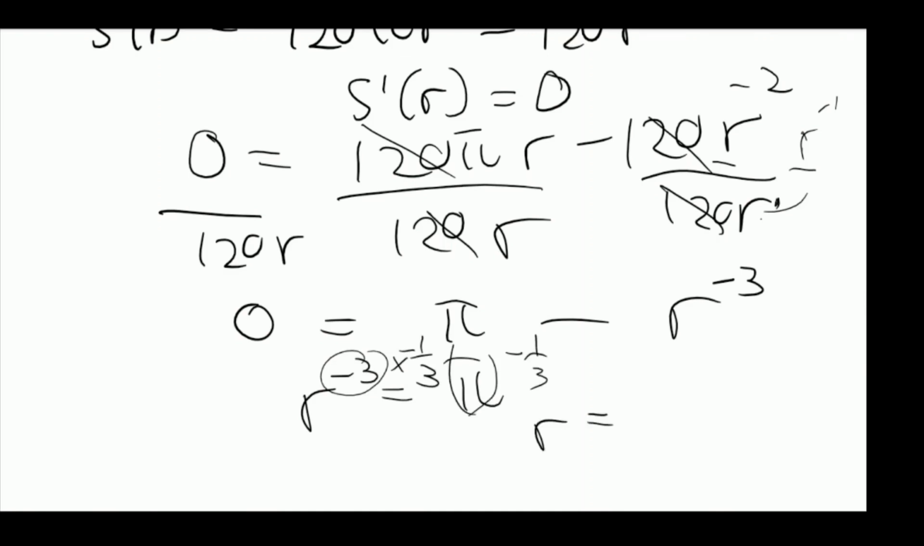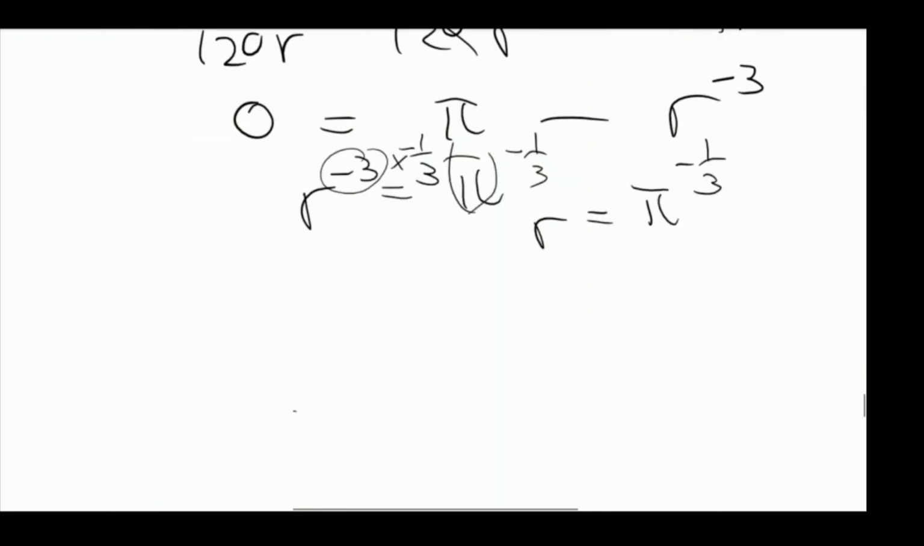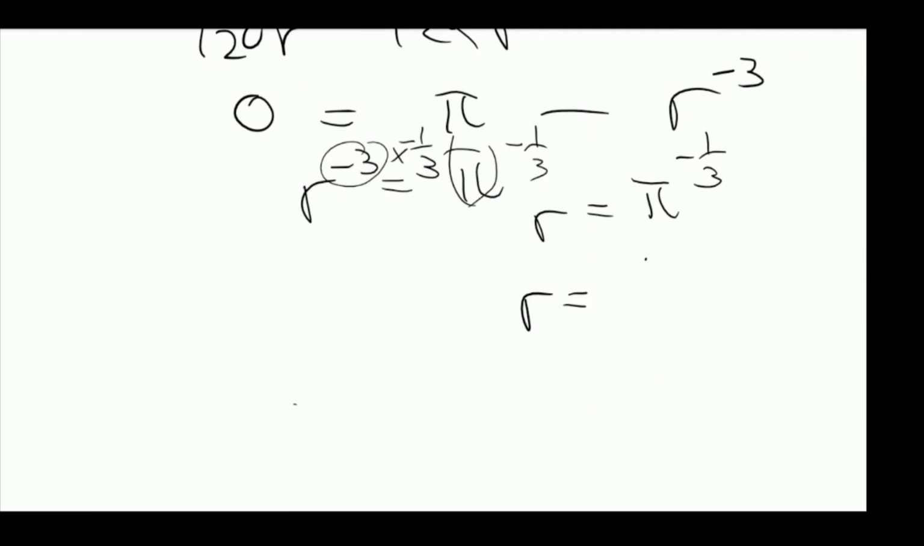So our r is equal to pi to the power of negative 1 over 3, which if you write it properly, is r equals 1 over pi to the power of 1 over 3, which approximates to 0.68 centimeters.